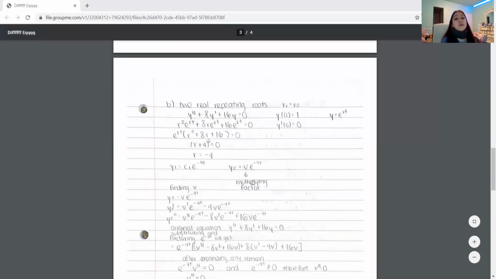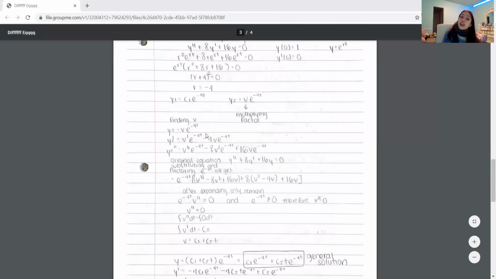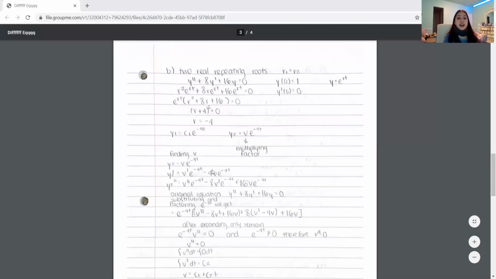V is going to be our multiplying factor, and I'm going to teach you how to find it. So to find v, first we're going to want to get this equation, and we're going to get y prime and y double prime of this. After you do, we're going to plug this back into our original equation, and then we're going to factor out the e to the -4t. After we do that, we get this equation that we can then expand.